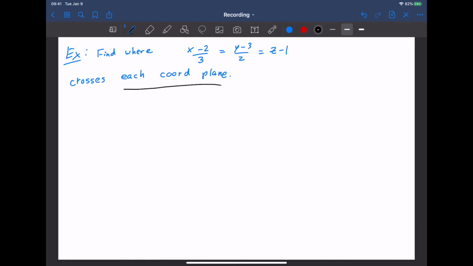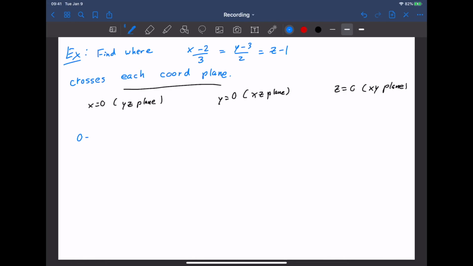Well, each coordinate plane, remember, we have x equals 0, and that's the YZ plane. We have y equals 0, and that's the XZ plane. And we have z equals 0, that's the XY plane, your old home. Guess what you're going to do with this, right? Just guess. Well, if I know x equals 0, I guess I can plug it in.